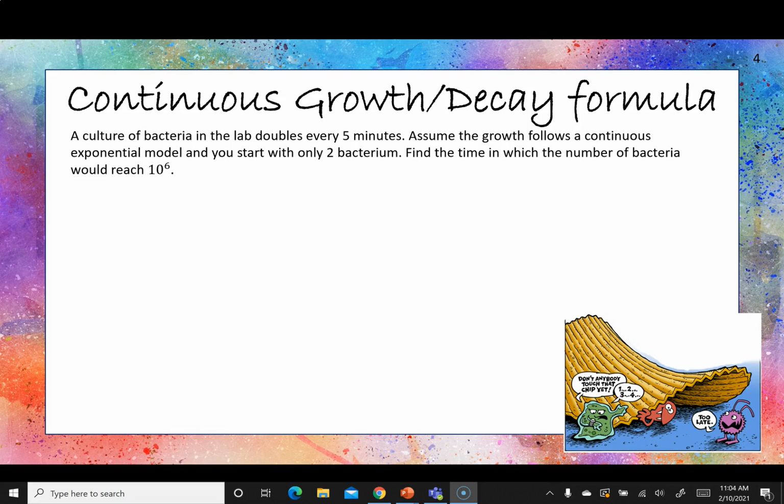All right, so we've got a culture of bacteria in the lab, and the amount of bacteria is going to double every 5 minutes. And that's not uncommon. Bacteria grows really fast. Now, assume the growth follows a continuous exponential model, and you start with only 2 bacterium. First, let's find the equation for this. Let's find the k value, and then let's find the time in which the number of bacteria would reach 10 to the 6th power, which is exactly 1 million.